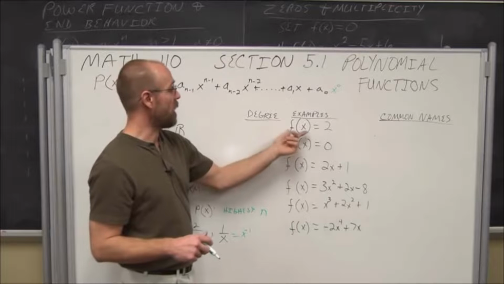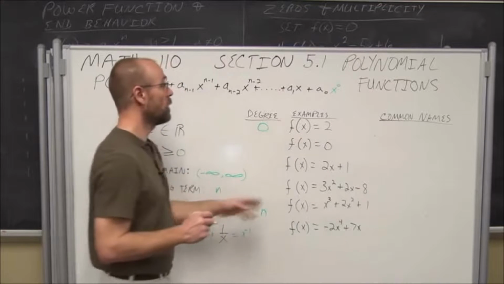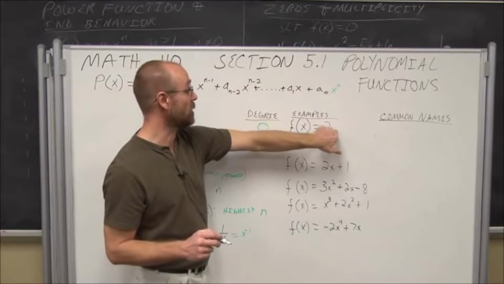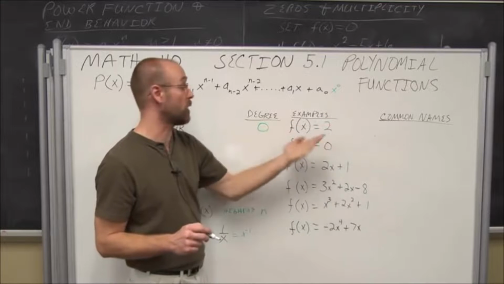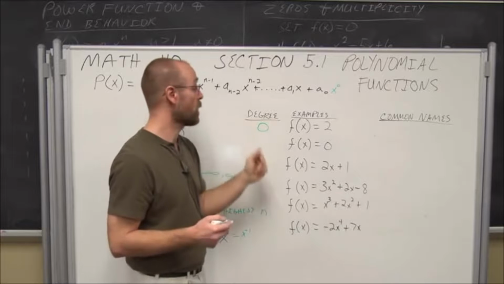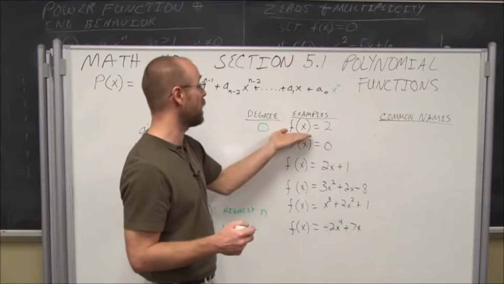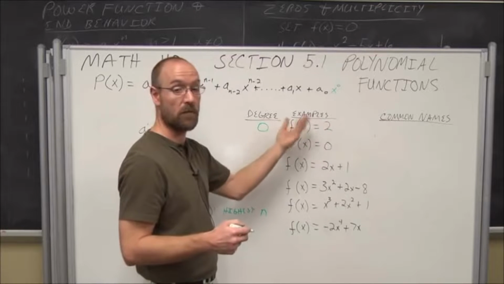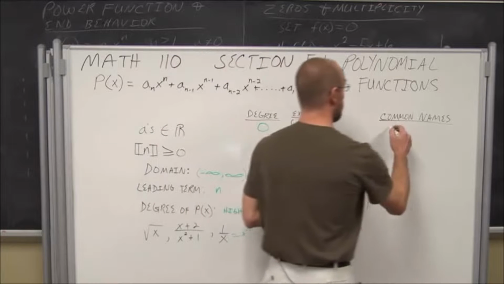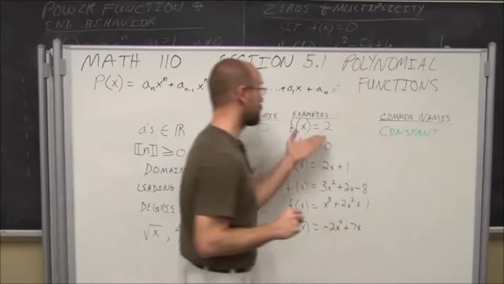Some examples we have, f of x equals 2. Well, its degree is actually 0. If we think about right here, this is just a constant. So I can say this is 2x to the 0 power. This is x to the 0. So we call it degree 0. Well, a common name for something like this, we recognize this to be a constant function. f of x equals a number, or y is 2. y never changes. It's always 2. We call that the constant function. So that's a common name.